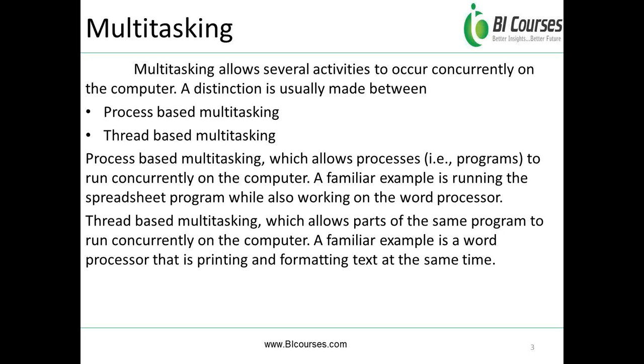On the computer, you can switch back and forth from an Excel file to a Word document. These are two different processes running on the computer, which is known as process-based multitasking. Whereas thread-based multitasking means that within the same program, if two tasks run simultaneously, then we call it thread-based multitasking.